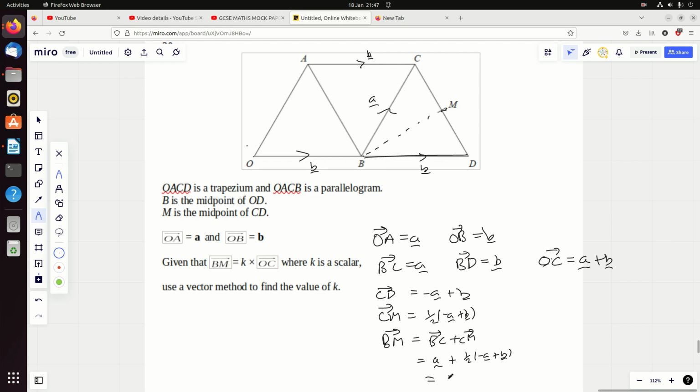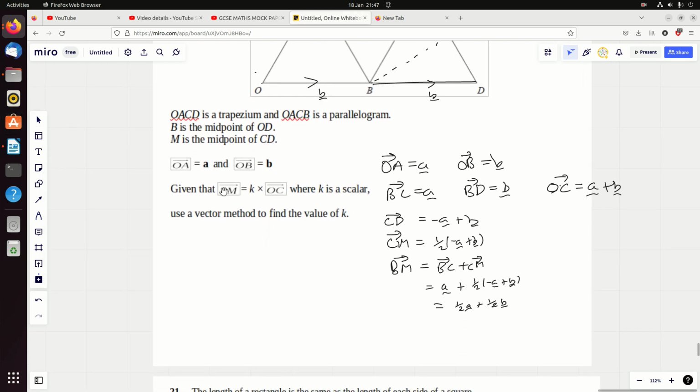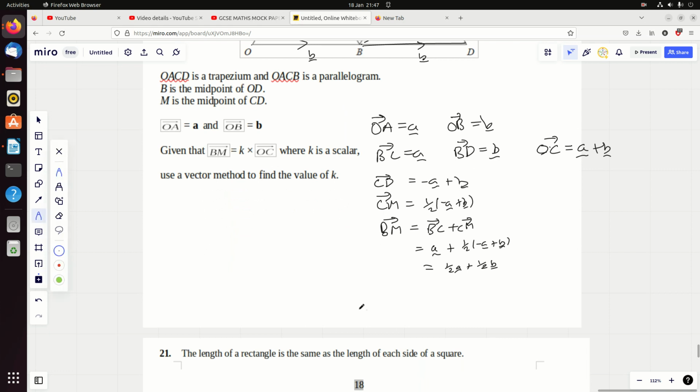A minus a half A is just a half A, and then you've got a half B. And now you've proved that lambda must be a half, or K, sorry, it's K. Hence, K equals a half by inspection. I'm just looking at it and I can see that that's exactly half of that.